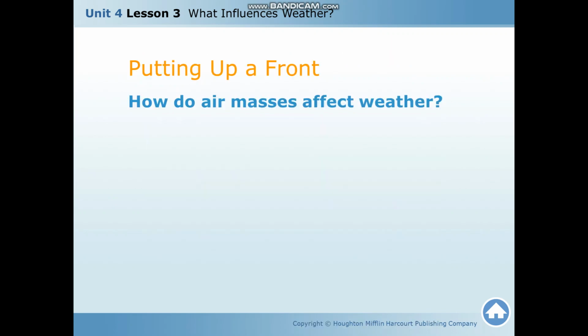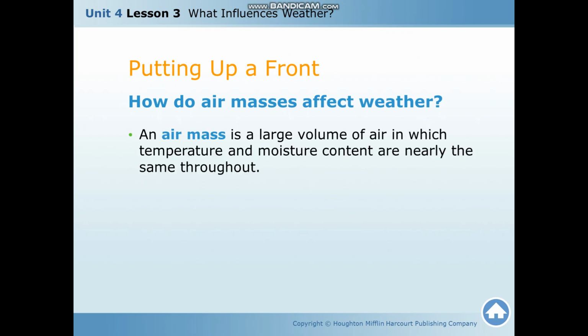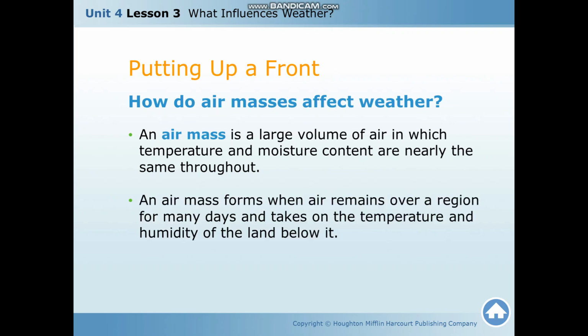How do air masses affect weather? An air mass is a large volume of air in which temperature and moisture content are nearly the same throughout. An air mass forms when air remains over a region for many days and takes on the temperature and humidity of the land below it.